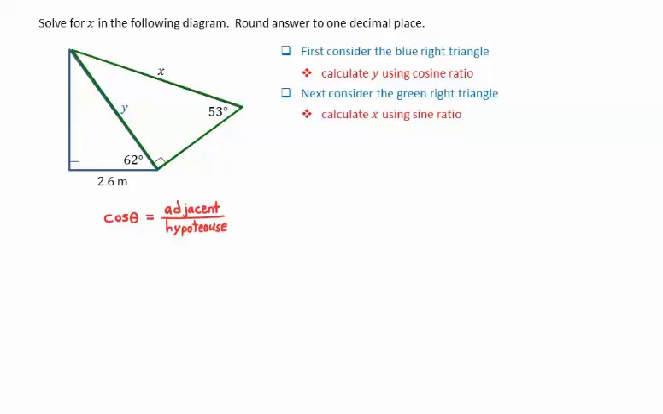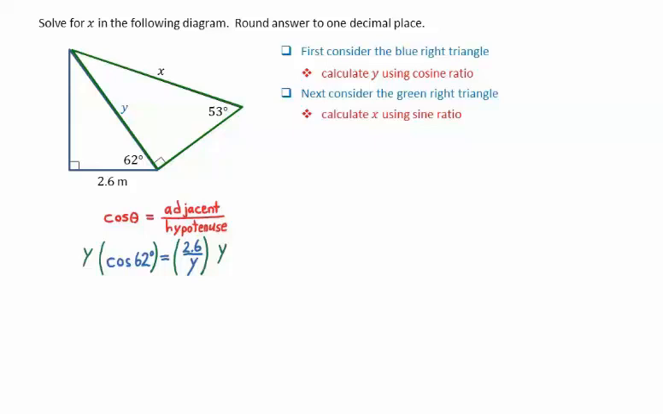Cosine of an angle is equal to the adjacent side divided by the hypotenuse. In this case, relative to the 62 degrees, 2.6 is the adjacent side and y is the hypotenuse. Cosine 62 degrees equals then 2.6 divided by y. We then want to solve for the y.